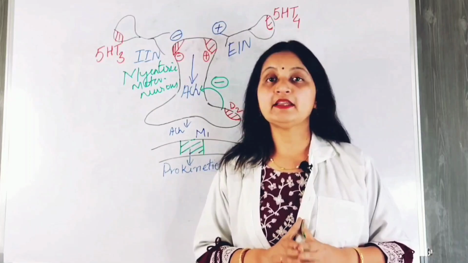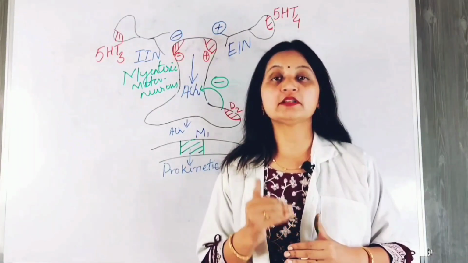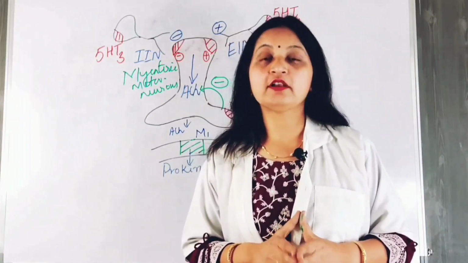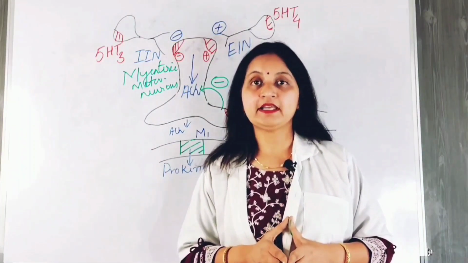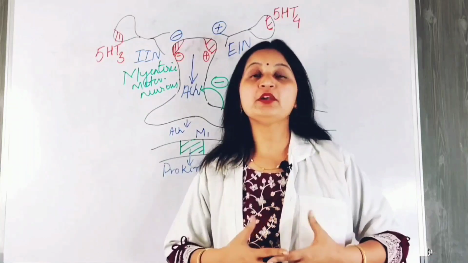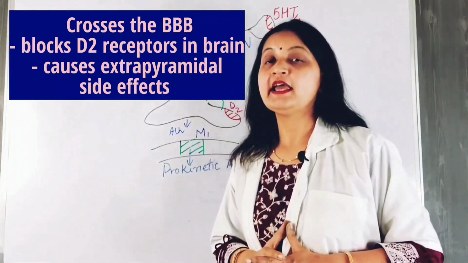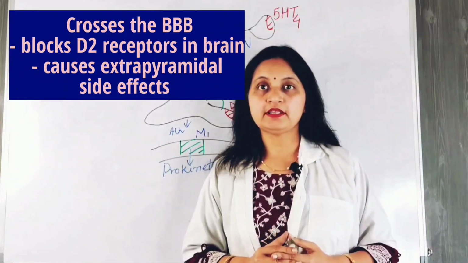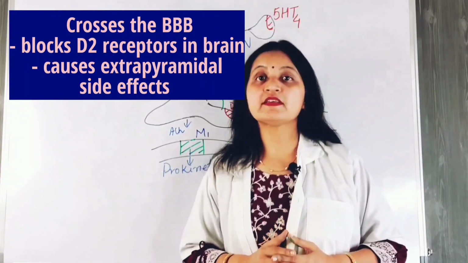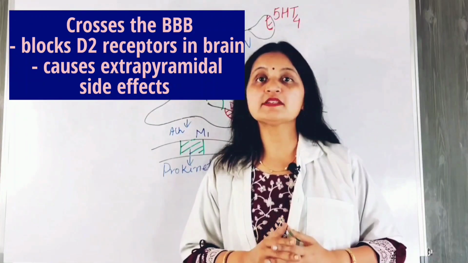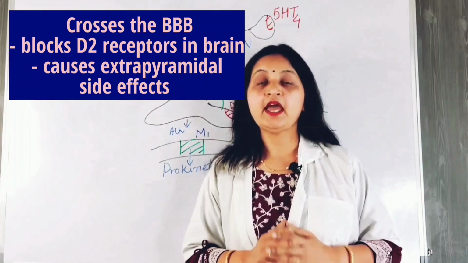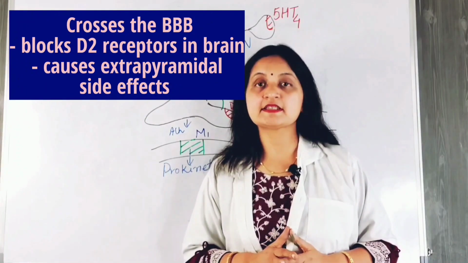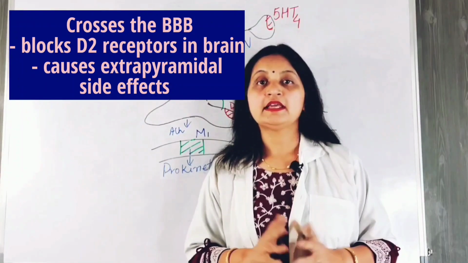To be kept in mind, metoclopramide can also block the D2 receptors of the CTZ and this accounts for its central anti-emetic action. It is to be noted that metoclopramide readily crosses the blood-brain barrier and blocks the D2 receptors in the brain, and this accounts for its extrapyramidal side effects such as muscle dystonia.